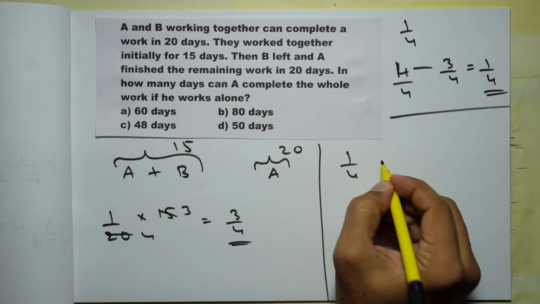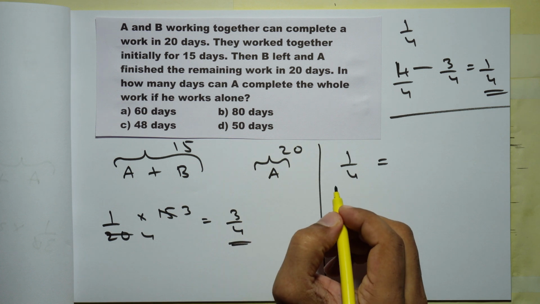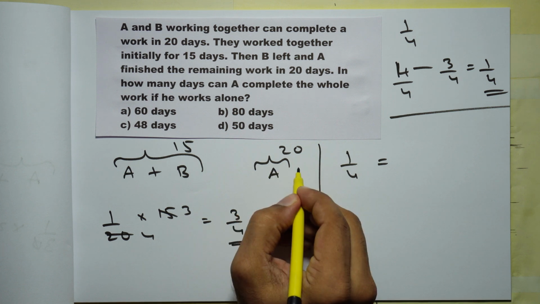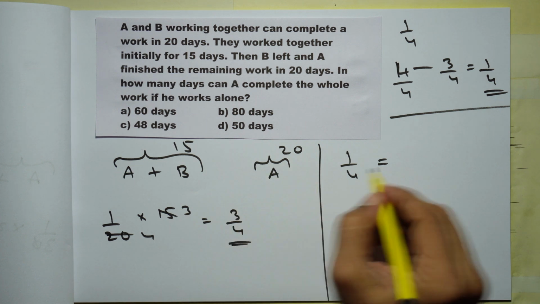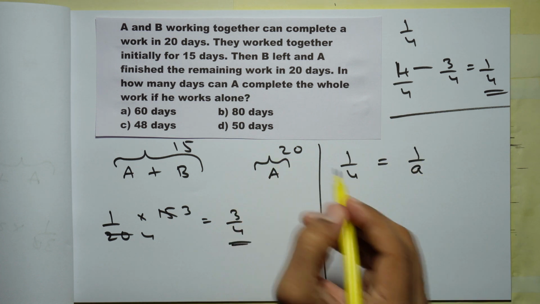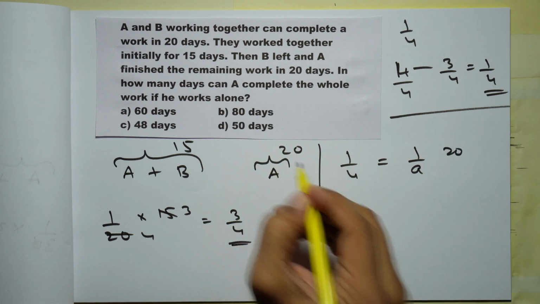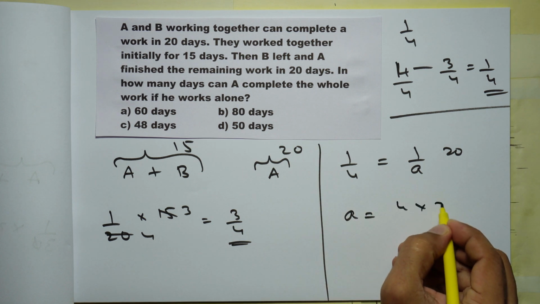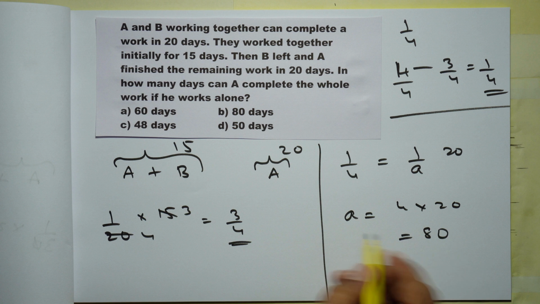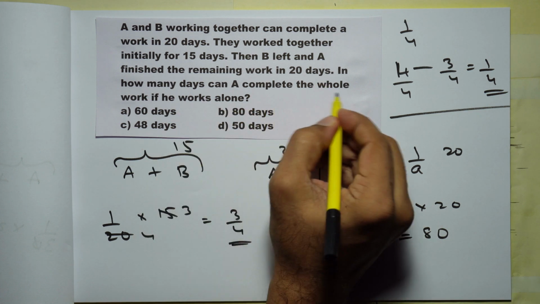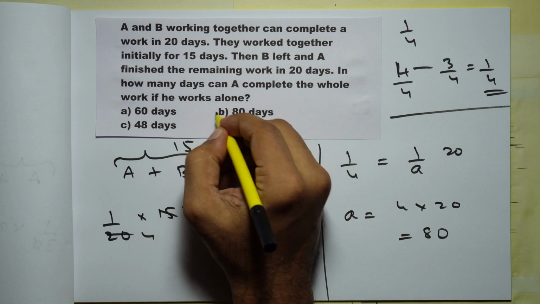So this 1/4th of the work was done by A in 20 days. Now we will assume that A can do the whole job in a days. If A can do the whole job in a days, every day A will do 1/a of the work. And like that A works for these 20 days to do 1/4th of the work. So we'll just solve it. You will get a equals 4 into 20, that you will get as 80, where a is the number of days required for A to complete the work. So A can do the work in 80 days. In how many days can A complete the whole work? 80 days, option B.